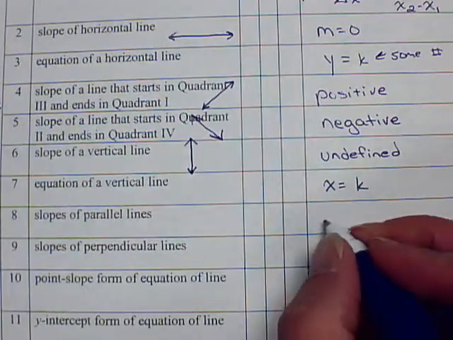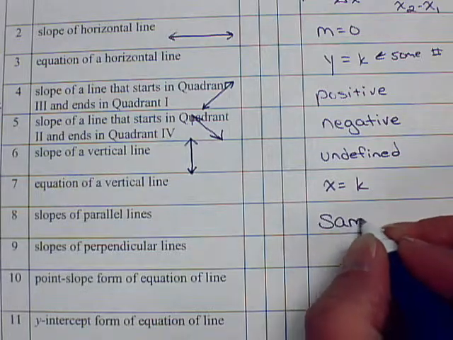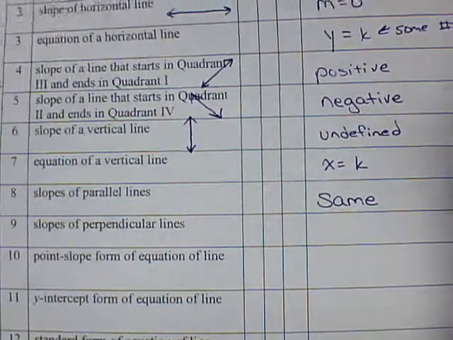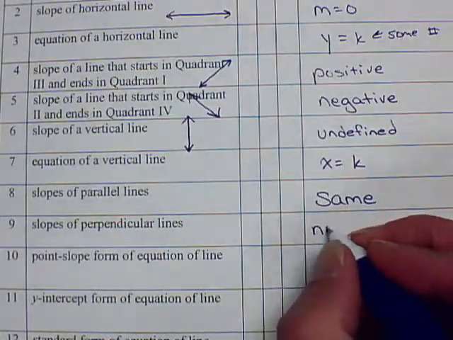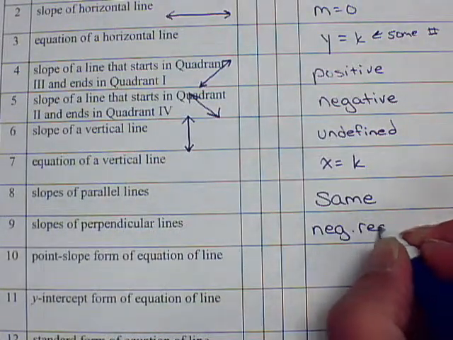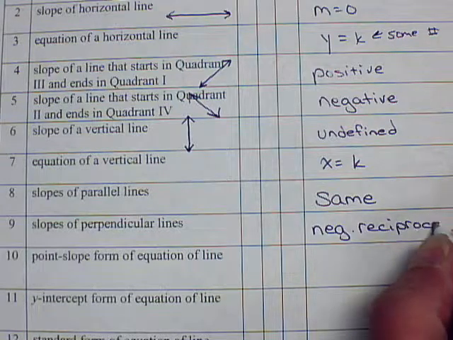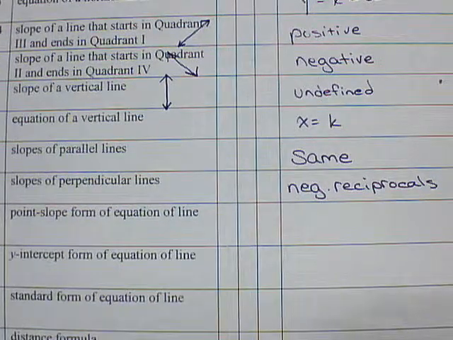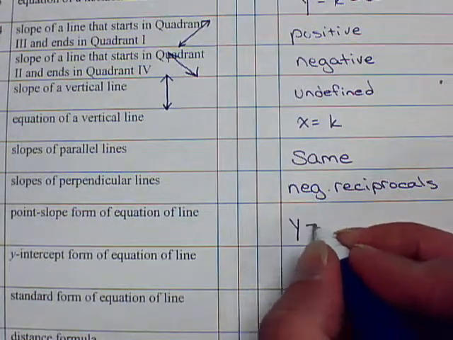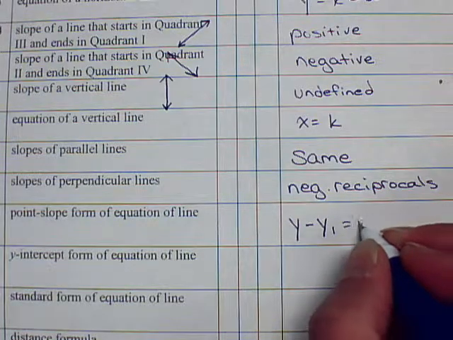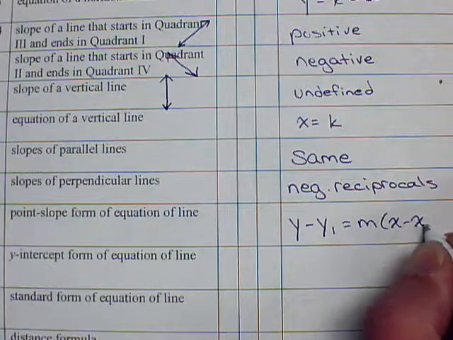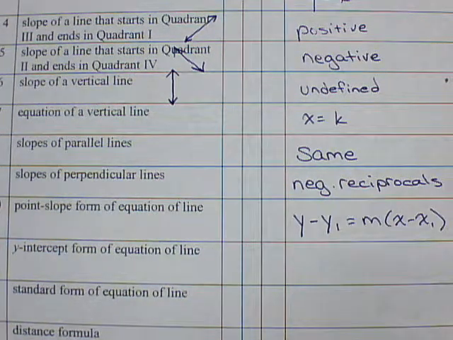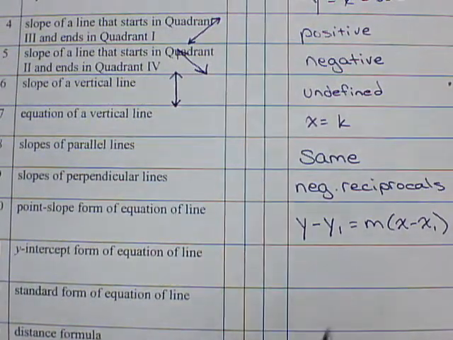Slopes of parallel lines are the same. Slopes of perpendicular lines are negative reciprocals. Now, point-slope form of the equation of a line. y minus y1 equals m times x minus x1. This will become your most favorite. Trust me.